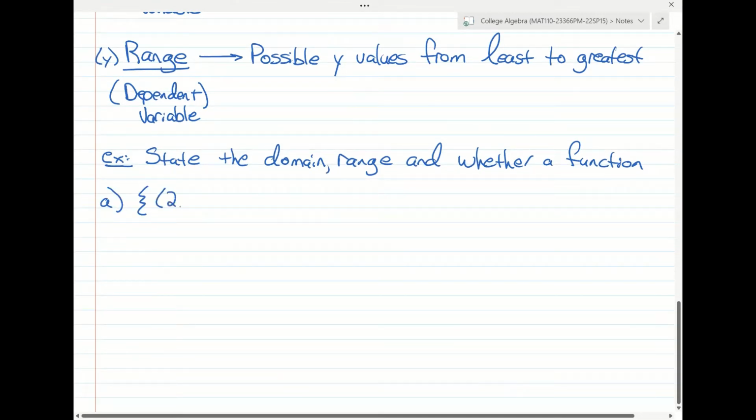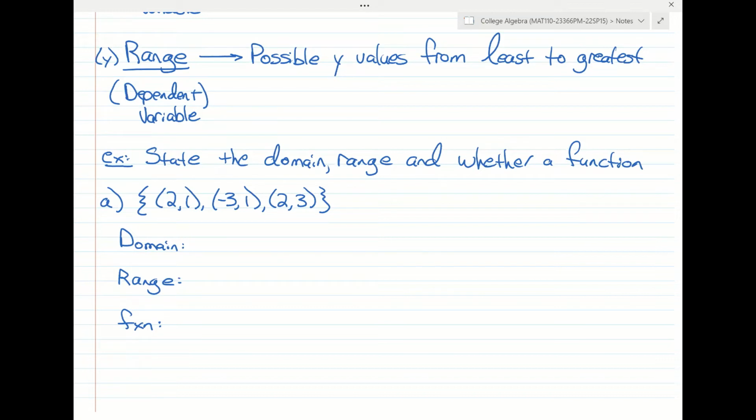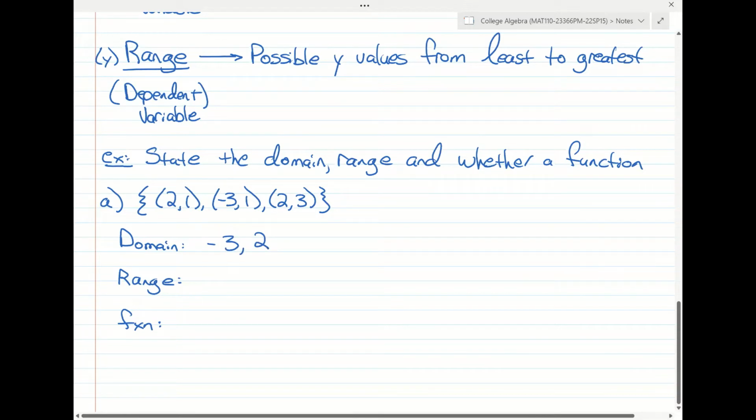We had the relation (2, 1), (-3, 1), (2, 3). We want to find the domain, range, and see if it's a function or not. Remember, we list the domain and range from least to greatest. The domain would just be the list of X values from least to greatest. We're going to say negative 3 and 2. The range would be the Y values from least to greatest, 1 to 3.